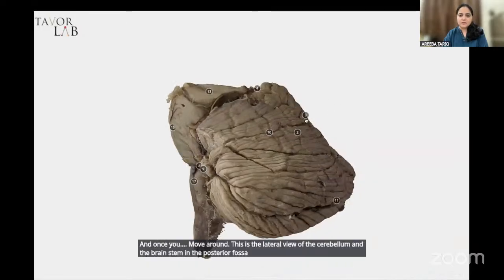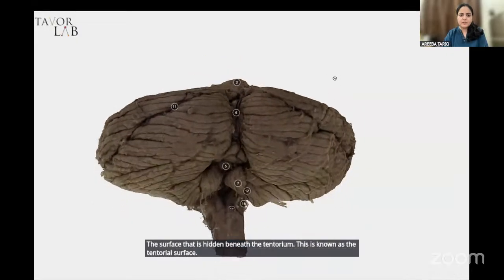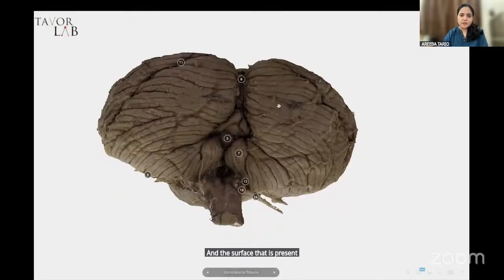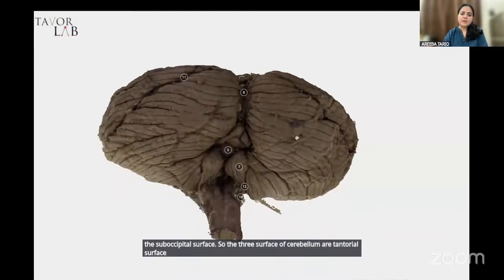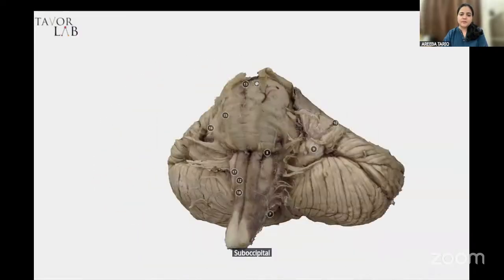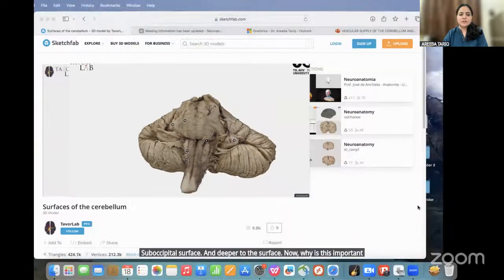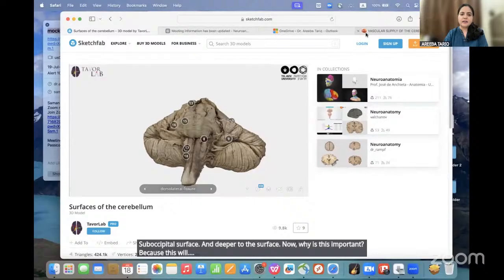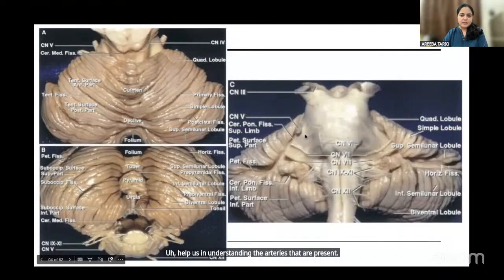The surface hidden beneath the tentorium is known as the tentorial surface, and the surface covered by the occipital bone is known as the suboccipital surface. So the three surfaces of the cerebellum are the tentorial surface, the suboccipital surface, and the petrosal surface. Now, why is this important? Because this will help us in understanding the arteries that are supplying these parts.